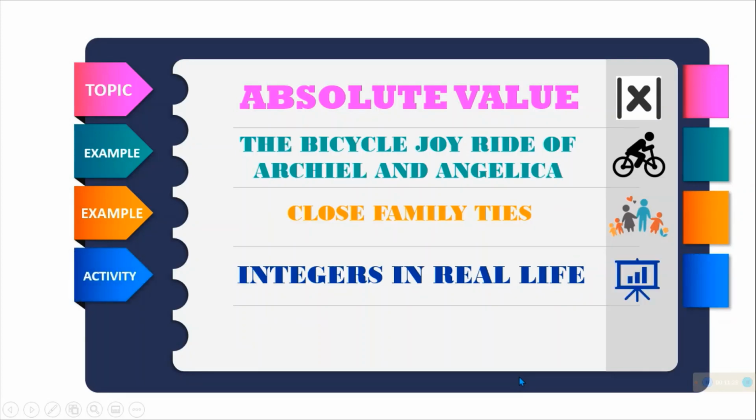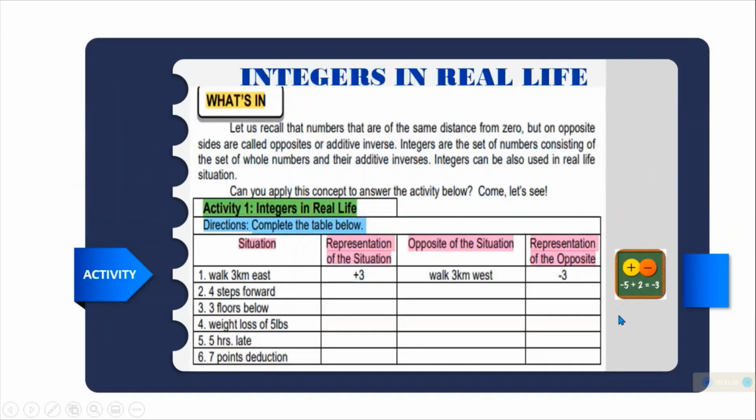So, we are in activity number 1, integers module 1. So, in your modules, we have activity 1, integers in real life. So, these are the situation, and then this is the representation, and then the opposite. For example, walk 3 kilometers east. So, going to the east, that is positive. And then, the opposite of east is west. So, walk 3 kilometers west. So, the representation is negative.